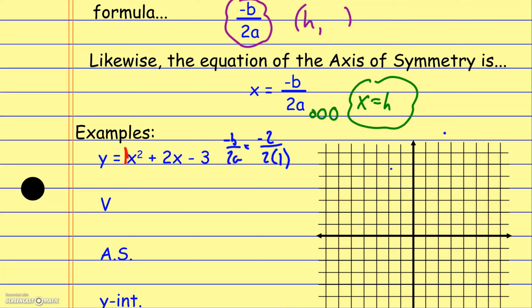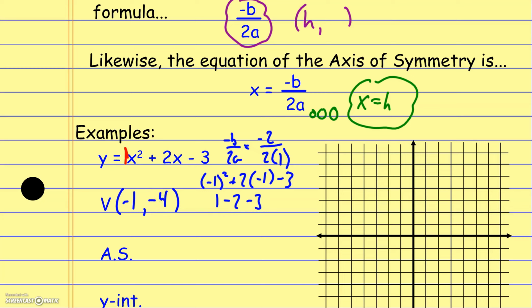And now I just have to simplify this. I've got negative 2 divided by 2, which is a negative 1. So that's the x value for my vertex. That's h. And now to find the y value, to find k, I just have to plug this x value into the function. And now I simplify. This gives me a 1 minus 2 minus 3, which is going to give me a negative 4 when it's all said and done. Okay? So I've got negative 1, negative 4 for my vertex, so that's a good start.